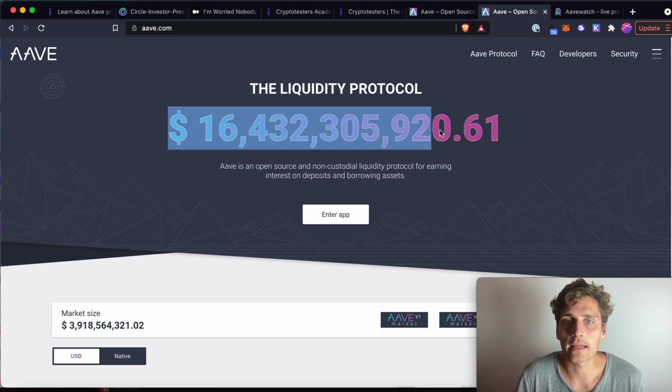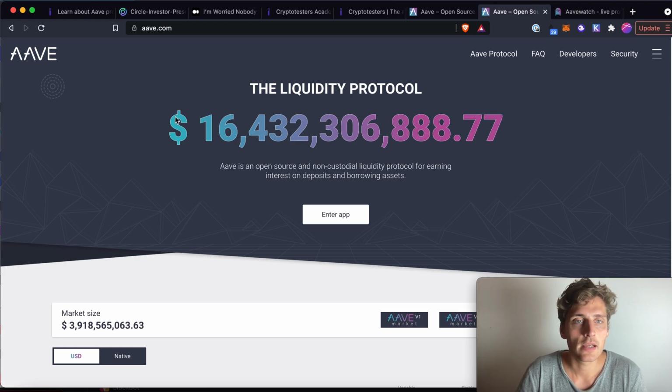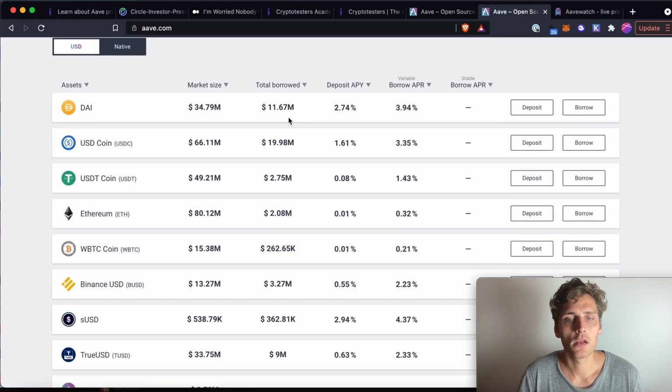You see that this is not like some dodgy little project. It actually has like $16 billion of funds under management. I haven't double checked this, but I would guess that this is how much funds some smaller banks have. So really, really remarkable what Aave has achieved. So let's look at how this looks.